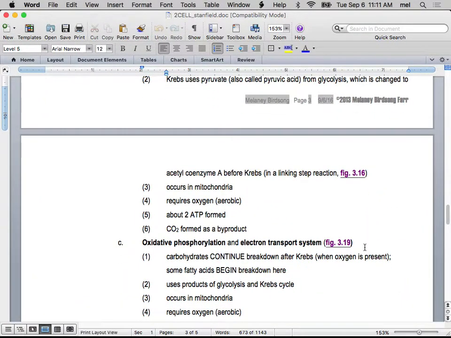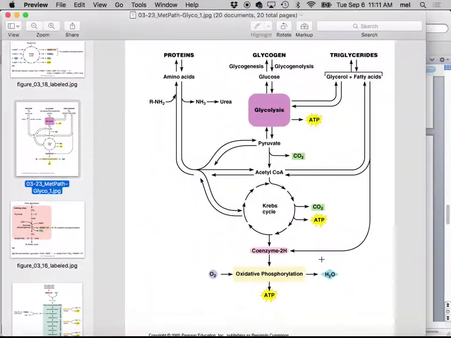So let's go back here and figure out where Krebs is involved in the story. Does Krebs require any more actual glucose? No, it doesn't. Does it require oxygen? Yeah. Does it generate carbon dioxide? Yeah. Does it generate any metabolic water? No, metabolic water is all generated at oxphos.